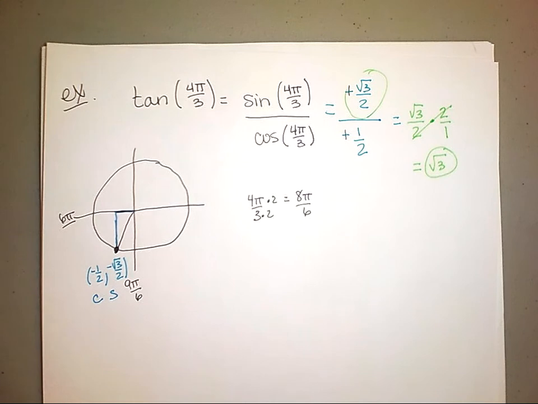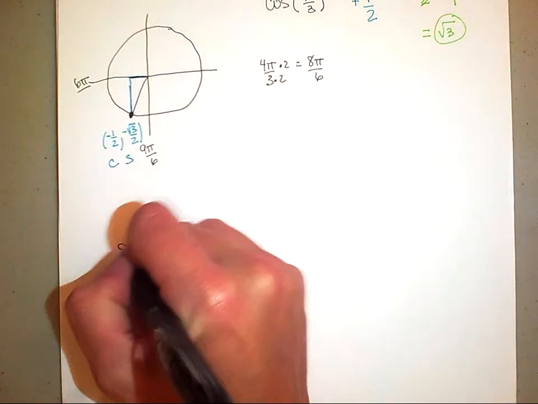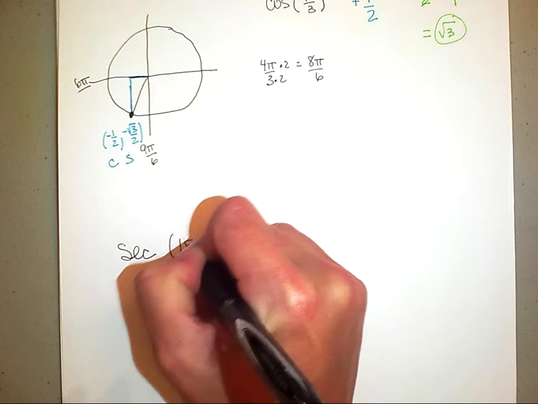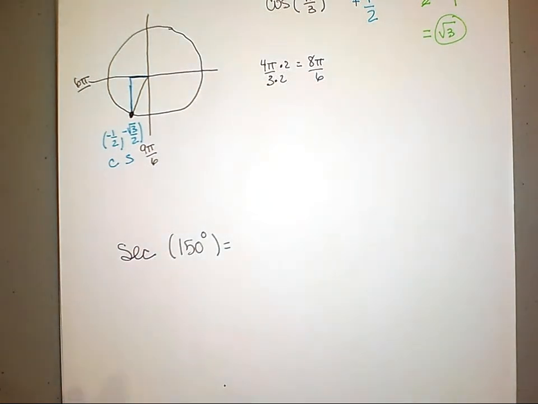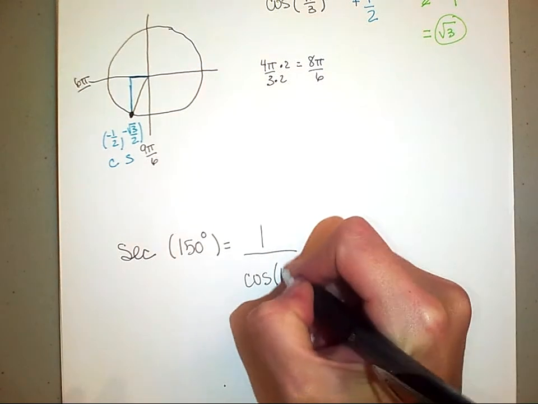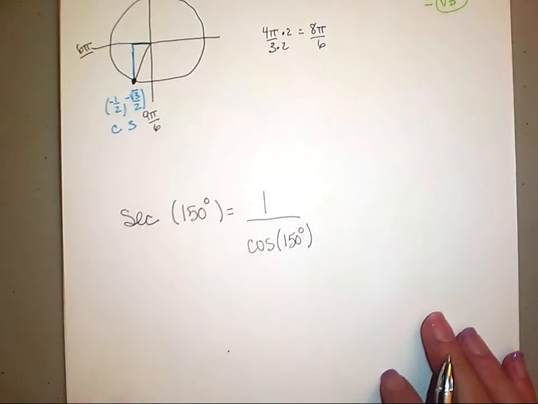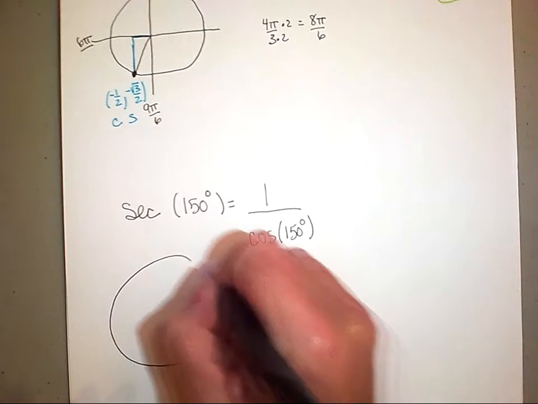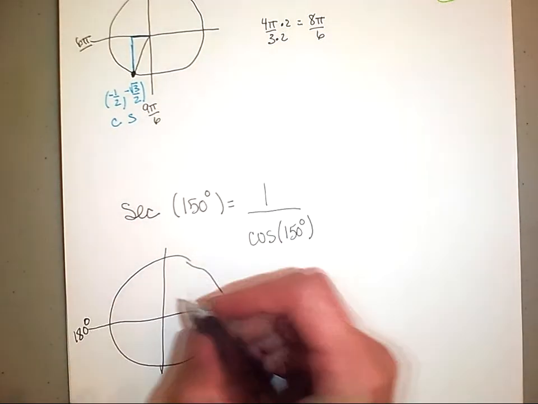Here's another. Let's find the secant of 150 degrees. Well, the secant is 1 over the cosine of 150 degrees. Okay, so we can automatically write that. And then let's determine where that's at on the unit circle. Okay, so if this is 180 degrees, here's 150.